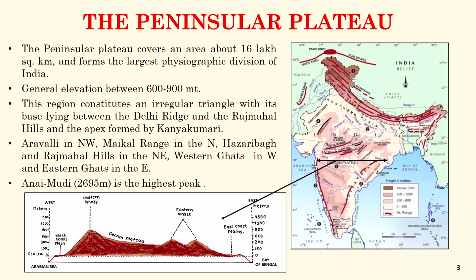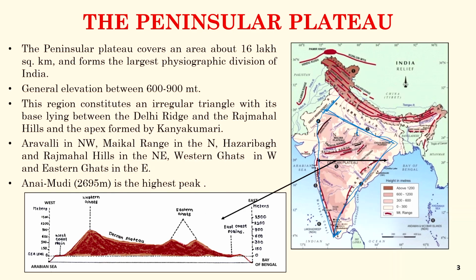It covers an area of about 16 lakh square kilometer and forms the largest physiographic division of India. Its general elevation ranges from 600 to 900 meters. The region constitutes an irregular triangle with its base lying between the Delhi Ridge and the Rajmahal Hills, and the apex formed by Kanyakumari.